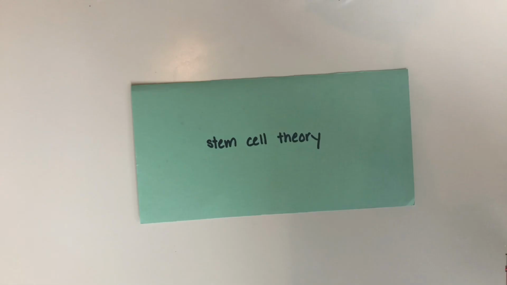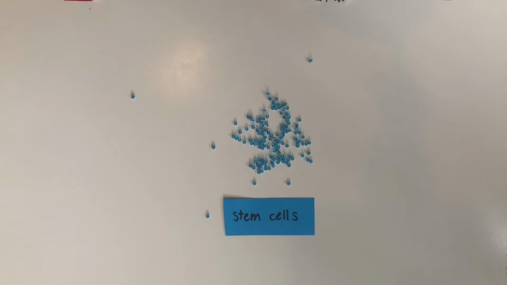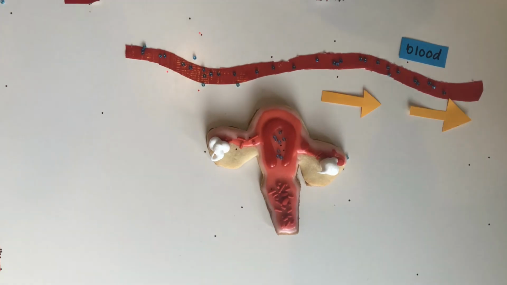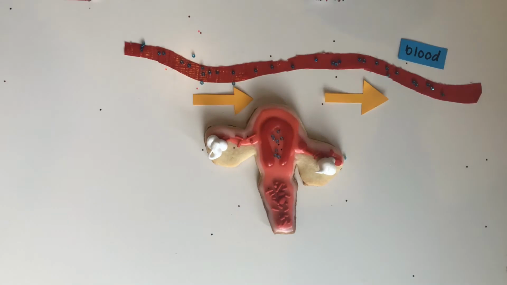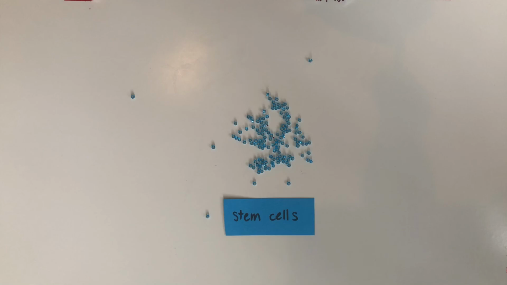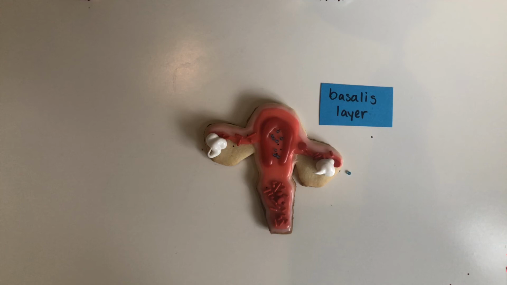The last theory is the stem cell theory. This theory posits that stem cells from the basalis layer of the endometrium travel, either by retrograde menstruation, lymphatic, or vascular dissemination, into the peritoneal cavity, where they become endometriotic lesions. This theory makes sense because stem cells can easily transform into multiple cell types. Some research has found that cells in the basalis layer are shed at a higher rate in patients with endometriosis.